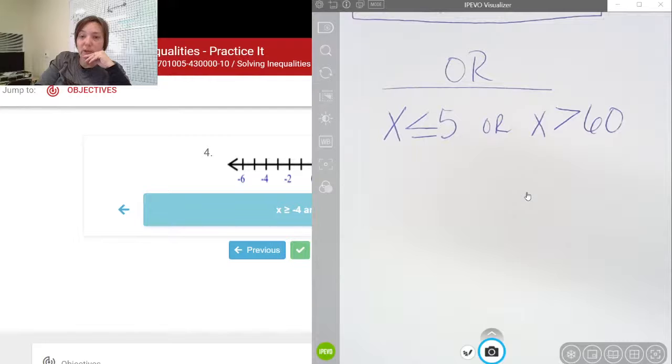Y'all, I swear. Are we overlooking something? Probably. That says x is greater than negative 4. That's not it. X is less than negative 4, but it's not on there. X is greater than negative 4, no. X is less than negative 4, no. X is greater than negative 4, no. This one does not have an answer. Do y'all see that? There is not an answer that fits this.